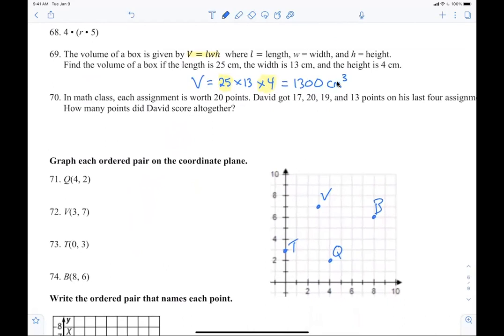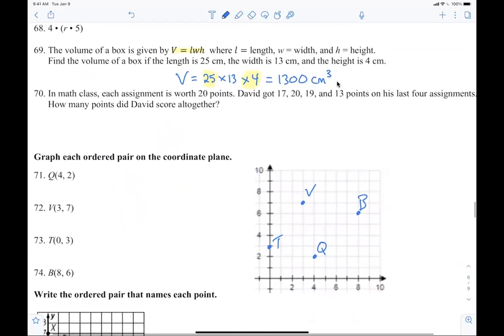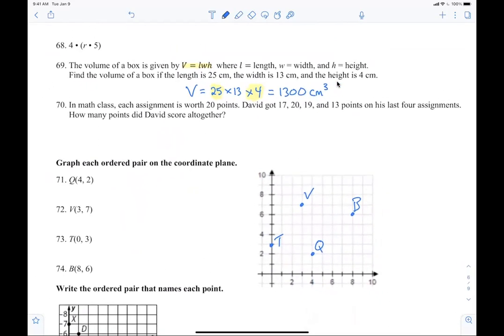In math class, each assignment is worth 20 points. David got 17, 20, 19, and 13 points on his last 4 assignments. Oh, this was easy. How many points did David score altogether? All right, we'll just go around the room. Everybody make sure you're doing this problem for me. And then let me call on some people. Because some of you are shy.